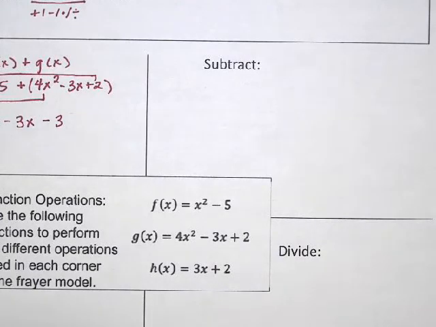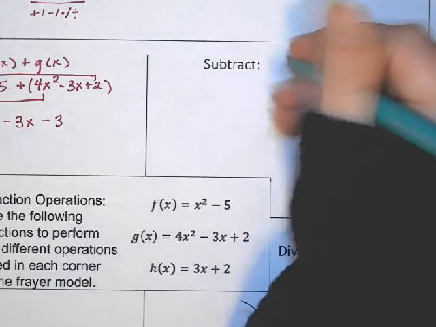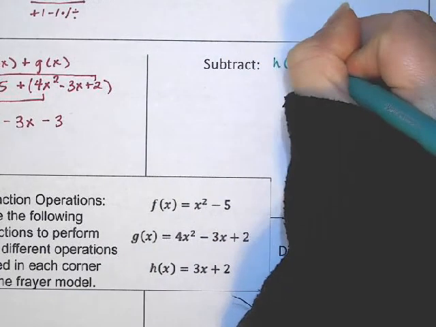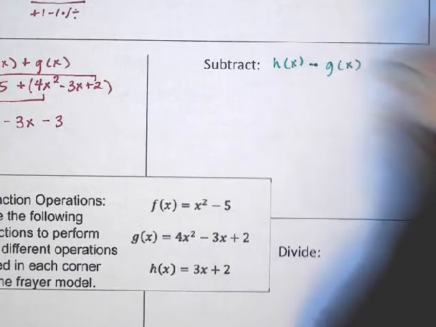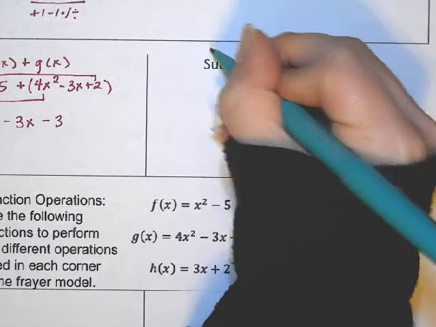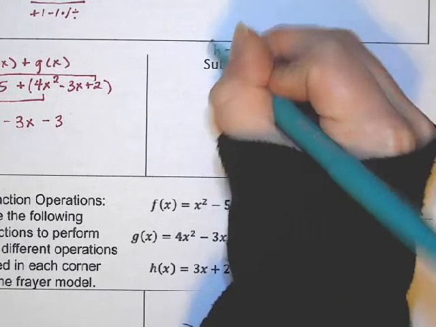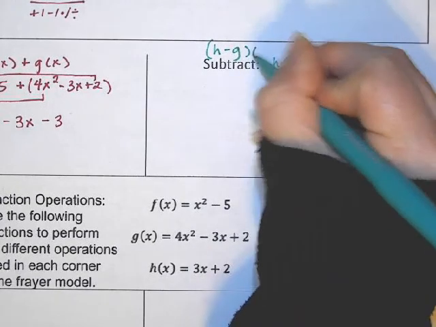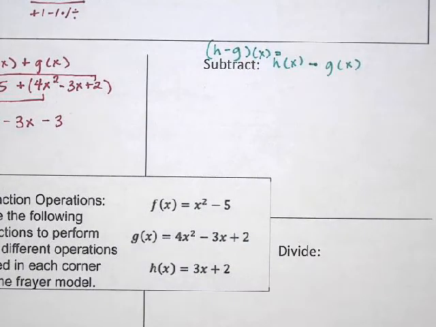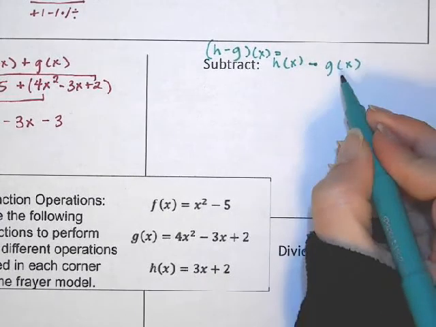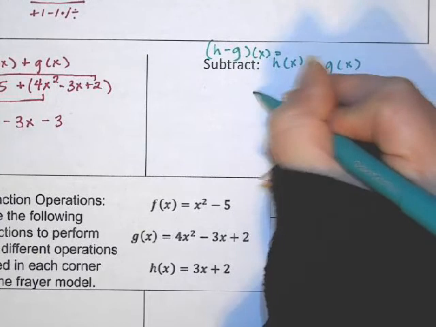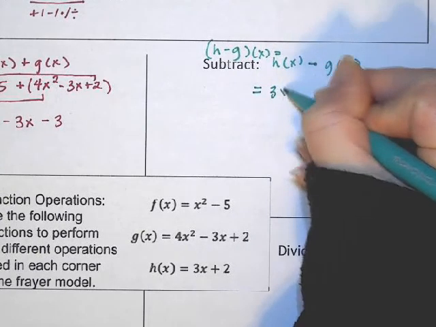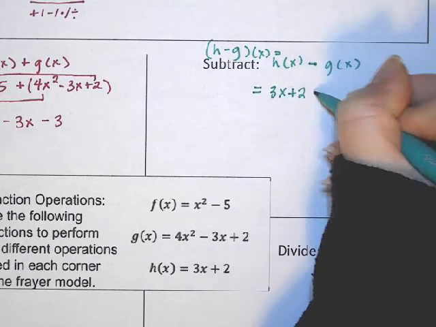So for subtraction, let's just switch it up. I'm going to do h of x minus g of x. And the notation that it would have looked like before, I got a little ahead of myself, would be h minus g of x. All that means is we're going to be taking whatever h of x equals and then subtracting whatever g of x equals. So again, I'm going to write out the two functions that I have. So h of x is 3x plus 2.